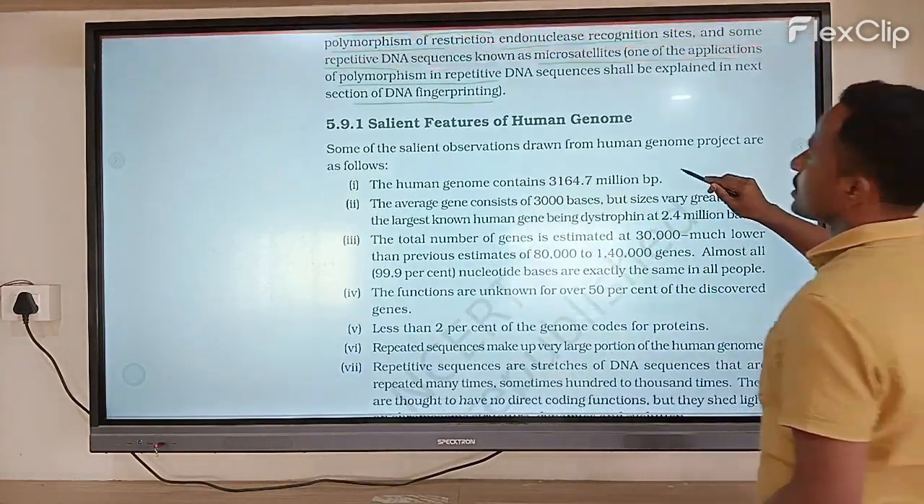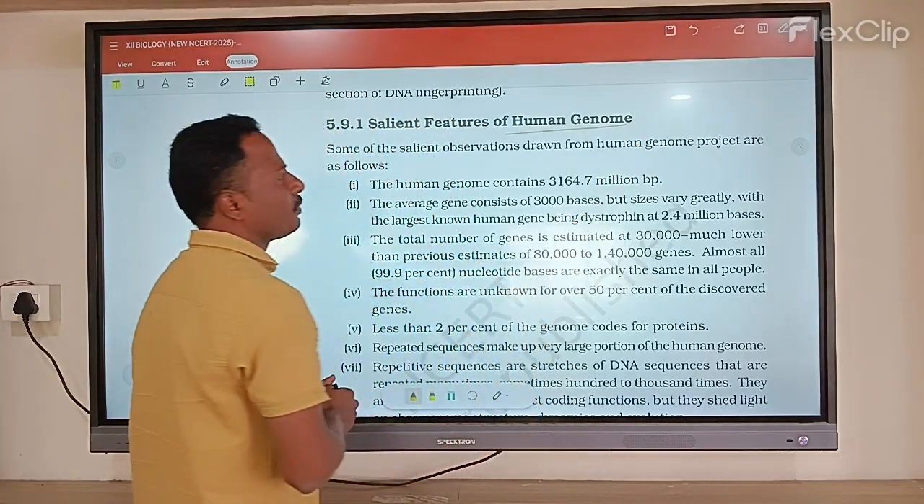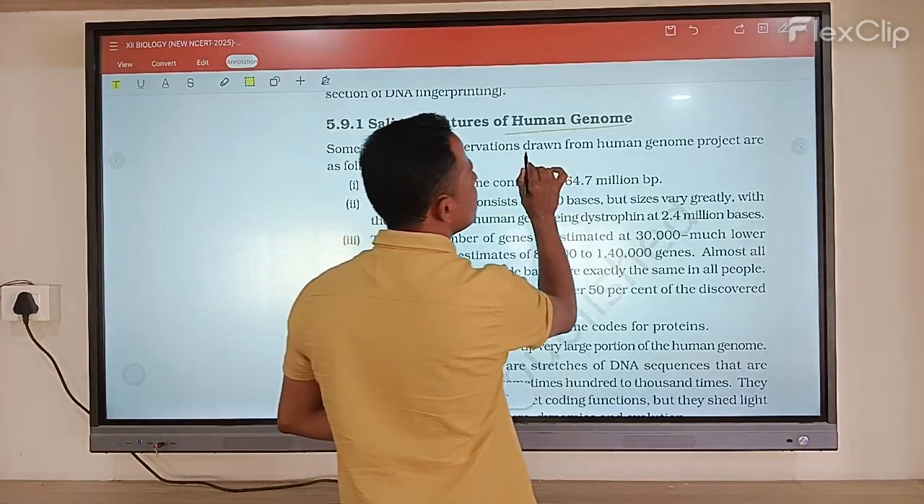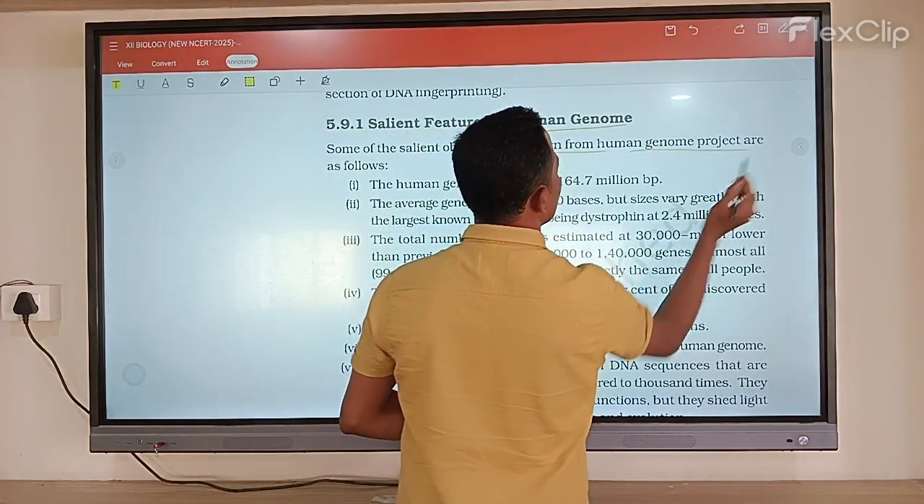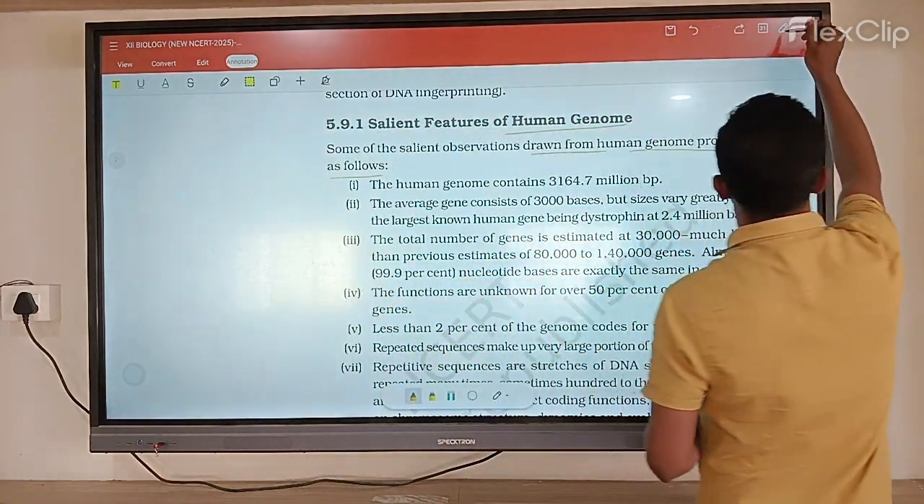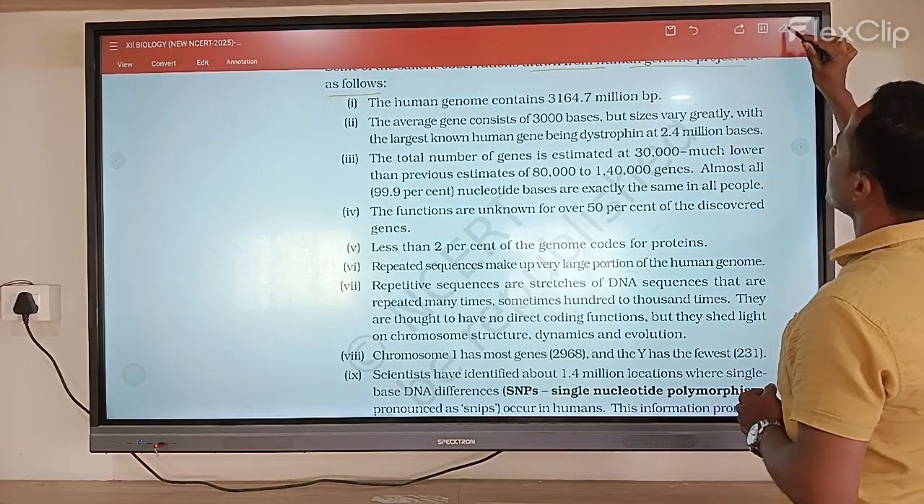Okay, these are the salient features of the human genome. Some salient observations drawn from the Human Genome Project are as follows. So the Human Genome Project has some salient features. Let us see them one by one.